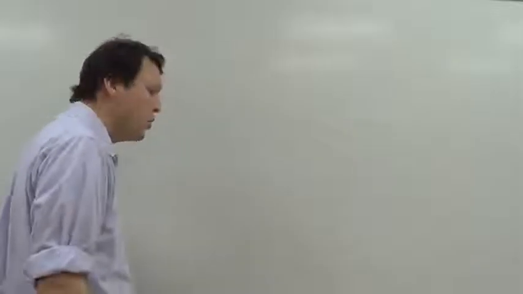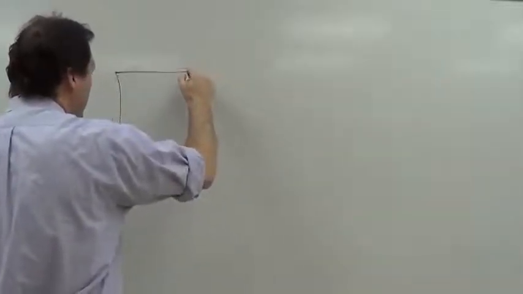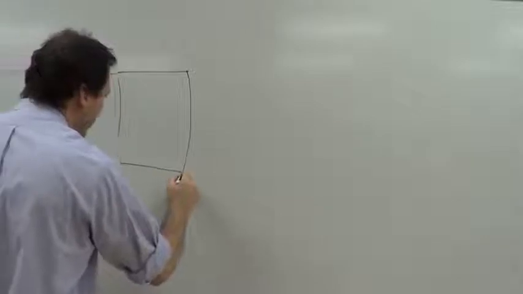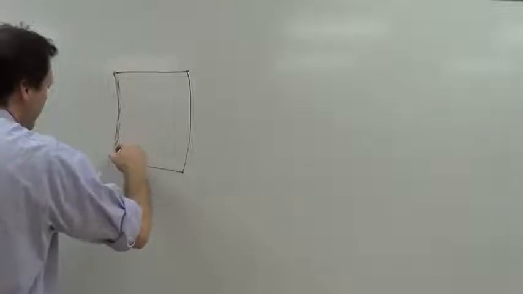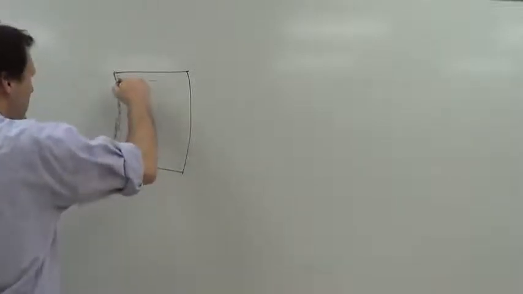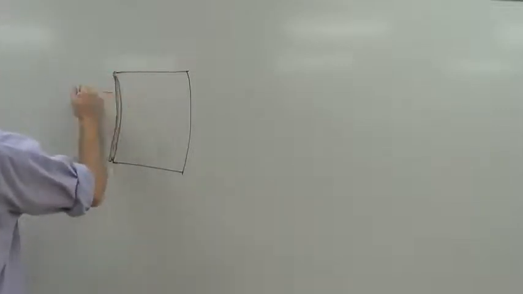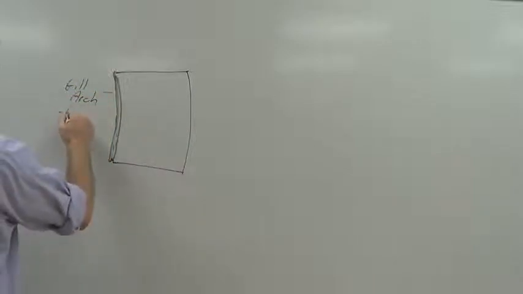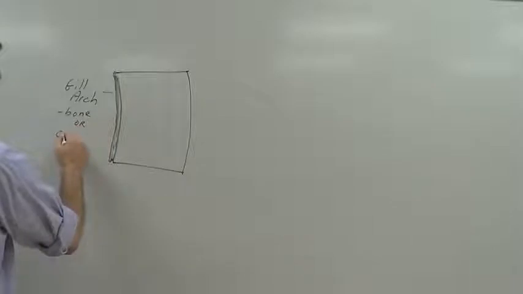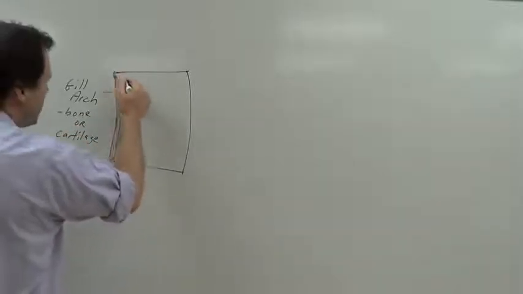The first thing I'm going to do is draw some gills. So here are my gills. This is just going to be a very general diagram of some gills. And I'm going to draw this nice and thick right here. Nice and thick. And this thick structure here is going to be a gill arch. And the gill arch can be made of bone or cartilage. And the gill arch is going to have gills attached to it.